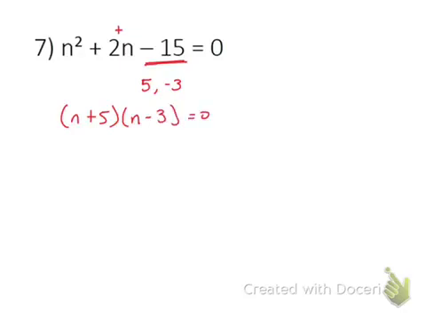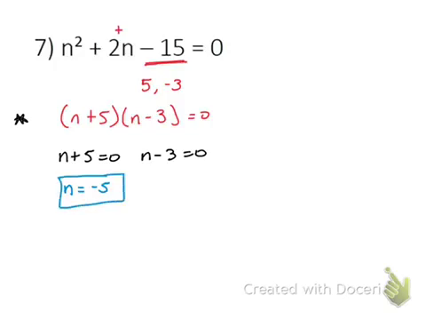And so now once I have the factored form, we're going to set each piece equal to 0 and solve. So here we'll subtract 5. So in this problem, we get n equals negative 5. Then here we'll add 3. And so n's going to equal a positive 3. And so these are our two solutions. So it's the same thing we were doing, except the previous problem started here and had us solve, but this time we had to get there on our own.